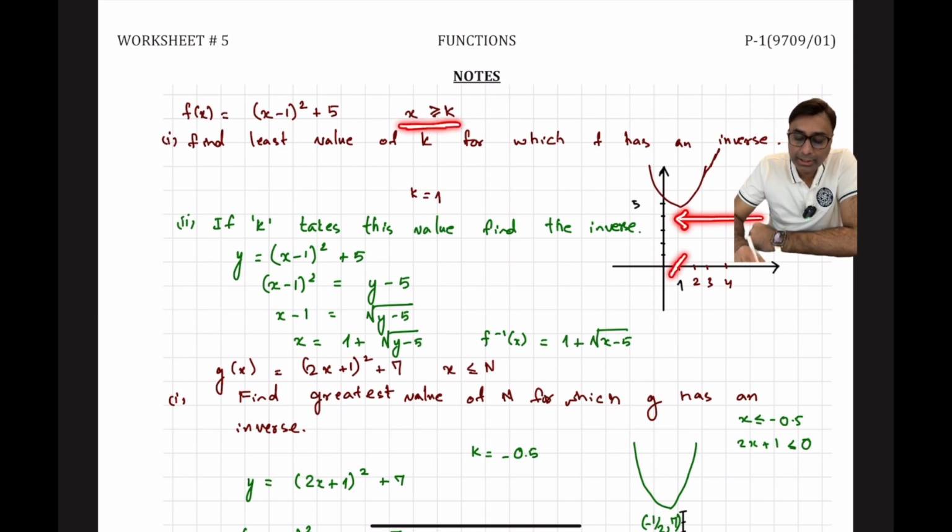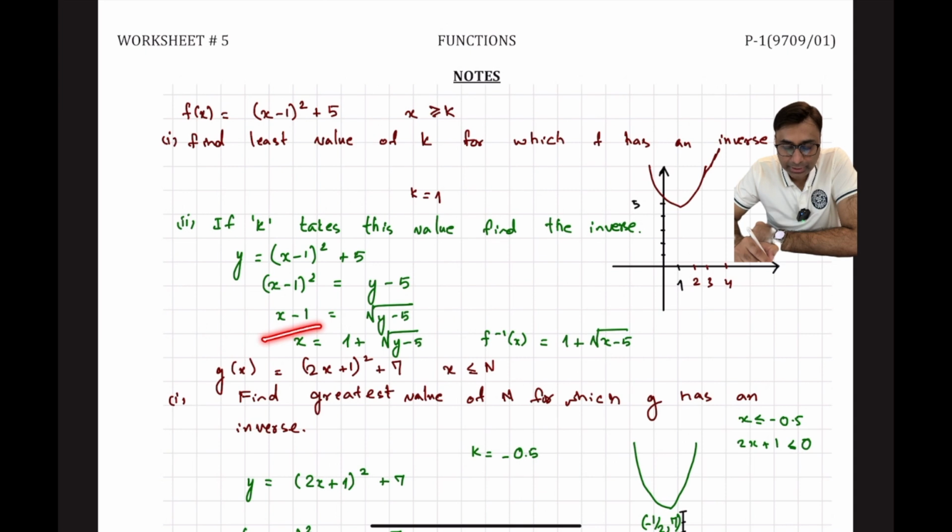So the least value of x I can take can be 1, nothing below that. So the least value of x would be 1, and hence k would be 1. And once I've identified that value, then I can also find out the inverse. The same way, I will replace f(x) by y, I will make x the subject, but there is one more thing that you must remember.